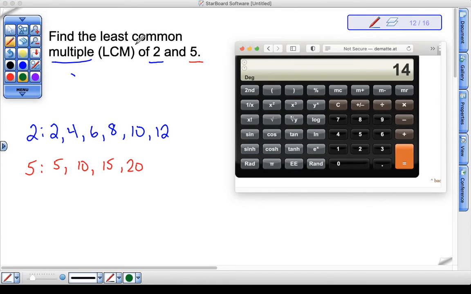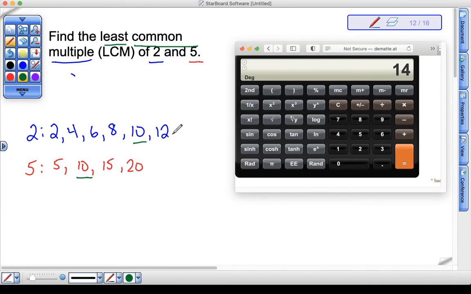So I'm looking for common multiples. And of all the multiples I find, I want the least one, the smallest one. So if I'm looking over here at 2, 4, 6, 8, 10, and I look over here at 5, 10, 15, 20, I'm looking for the numbers they have in common. And hopefully you've realized the number they have in common is going to be 10. They don't have 2's in common, they don't have 4's, 6's, 8's, or 12's in common. 10.